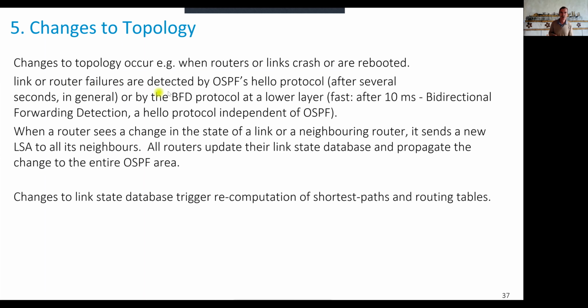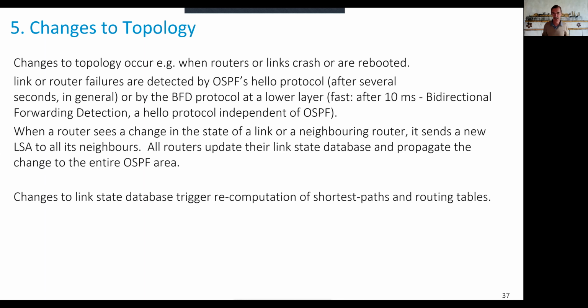Link or router failures are detected by the hello protocol. In fact, most routers will implement something faster than the hello protocol. The hello protocol tests that the OSPF process in the neighboring node is actually responding to your hello, which is like a ping. There is another protocol called BFD, bidirectional forwarding detection, that is implemented on links whenever two devices, routers or a server and a router, are connected by a link.